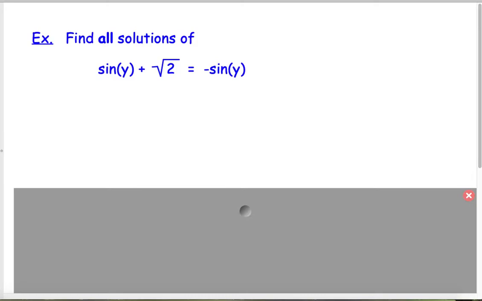Well, if I add the sine of y to both sides, I'm going to have 2 sine y on the left. And then I'll subtract that root 2 over to the other side. And then I'll divide by the 2. So I have sine of y is equal to negative root 2 over 2.